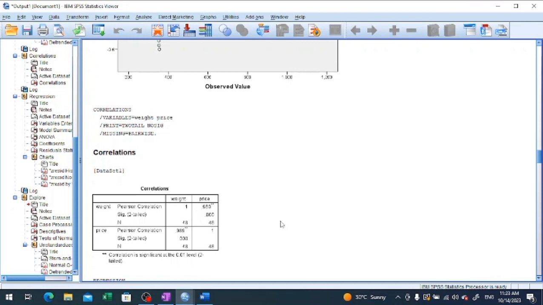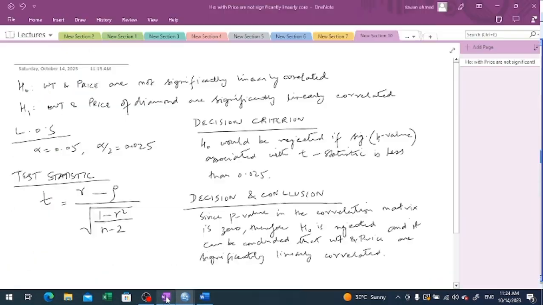If there was a negative sign linked with the coefficient of correlation, then we interpret it as the variables being inversely related. But since the sign of the coefficient of correlation is positive in the correlation matrix, it can be further concluded that the weight and price of diamonds are significantly positively linearly correlated. We can add this word on our own as part of the conclusion. So better you add this statement as well.